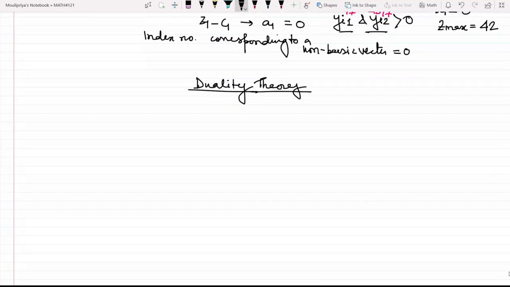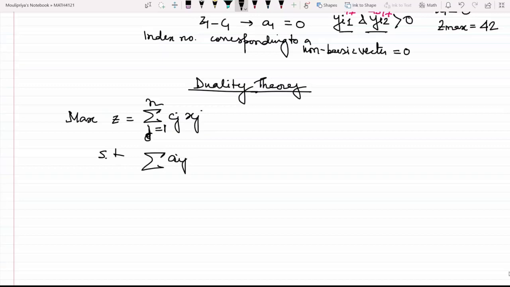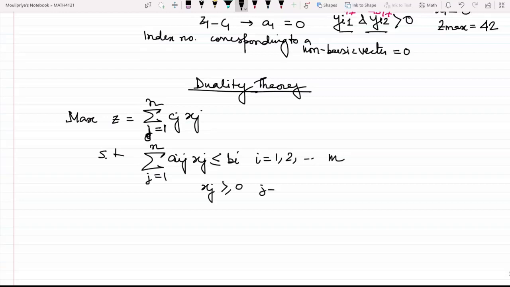What is duality theory actually? See, in general, what we have been doing so far is maximizing a problem, say Z given by sigma Cj xj, where j runs from 1 to n, subject to sigma aij xj less than or equal to bi, where i takes values from 1 to m and j runs from 1 to n, where all xj's are greater than or equal to 0.